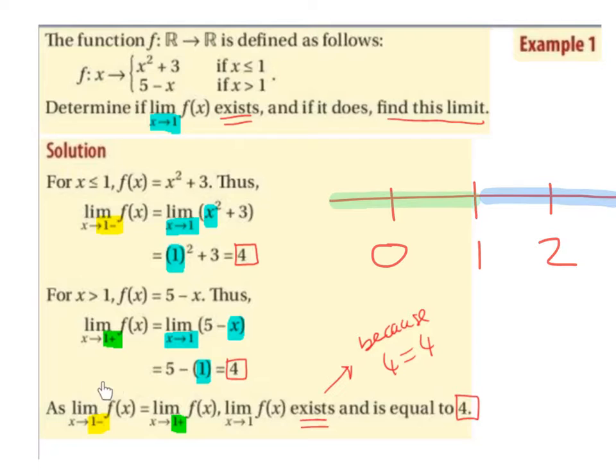So as the limit of f of x as x approaches 1 from the left is equal to the limit of f of x as x approaches 1 from the right, the limit of f of x as x approaches 1 exists and is equal to 4. And the reason it exists is because we got 4 for both values. So 4 is equal to 4, so it exists, and the limit is equal to 4.